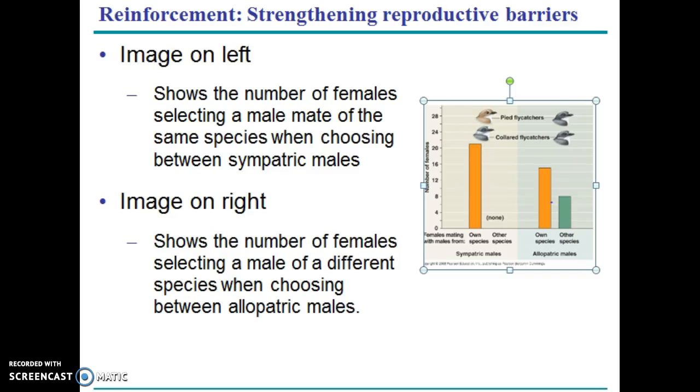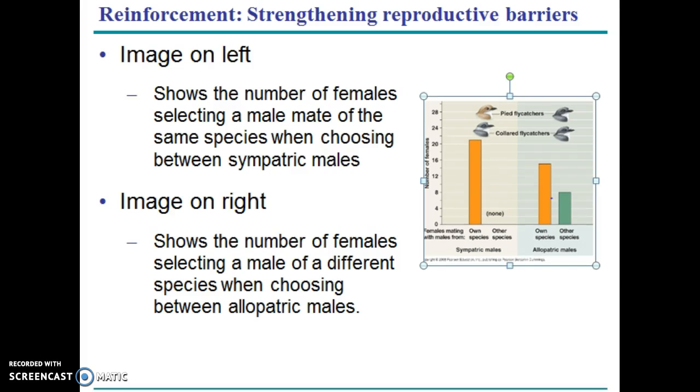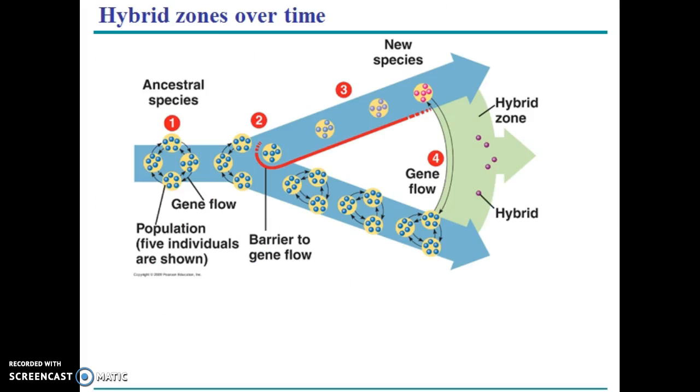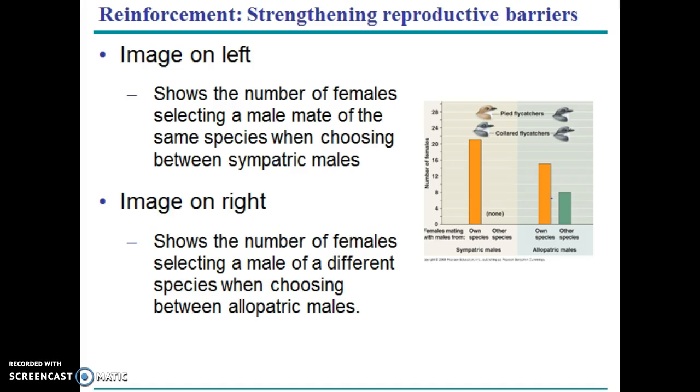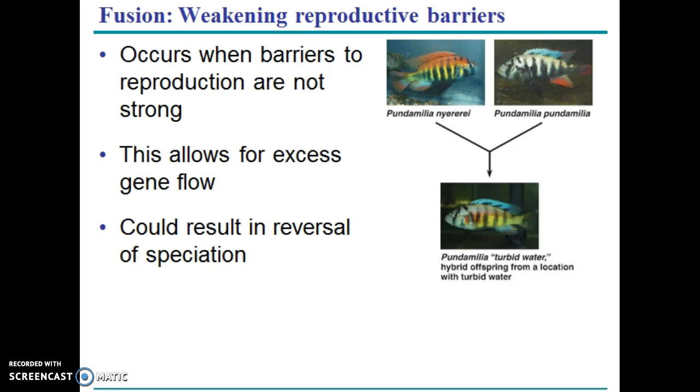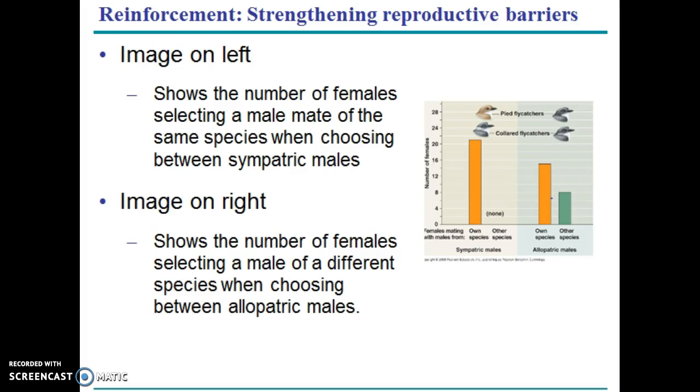This will be the final video for chapter 24. We left off with our previous video looking at hybrid zones and how those form, and it starts with a barrier to gene flow that gets reestablished on the line. Today we're going to be looking at reinforcement and fusion to start off with, which would be strengthening or weakening of reproductive barriers. In our example, we're looking at two bird species.